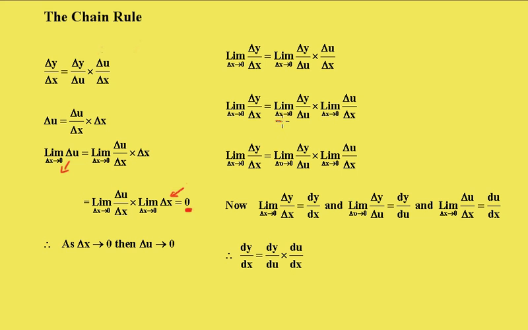That little bit in there, we can't proceed until we change that to a u. But we know that works. So if delta x goes to 0, delta u will go to 0. That's what we've proved over here. Now, what we can say is that the limit as delta y on delta x will be equal to dy dx. The limit of delta y on delta u is dy du, and the limit of delta u on delta x is du dx. So we can say the chain rule is that dy dx equals dy du multiplied by du dx.